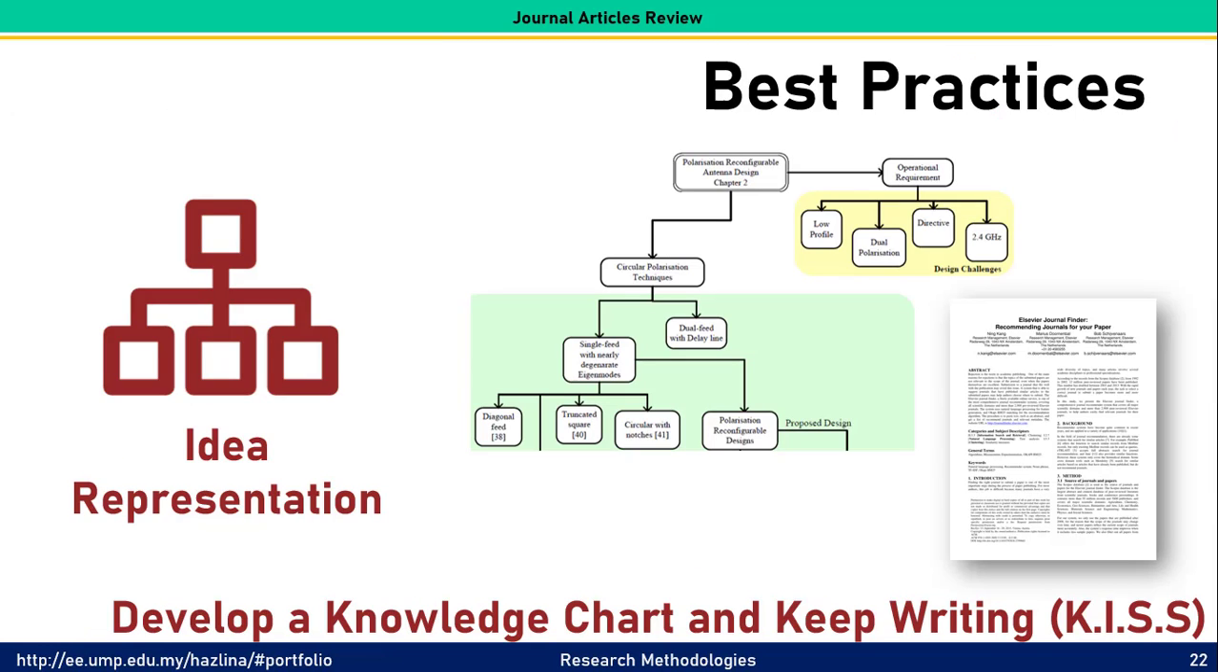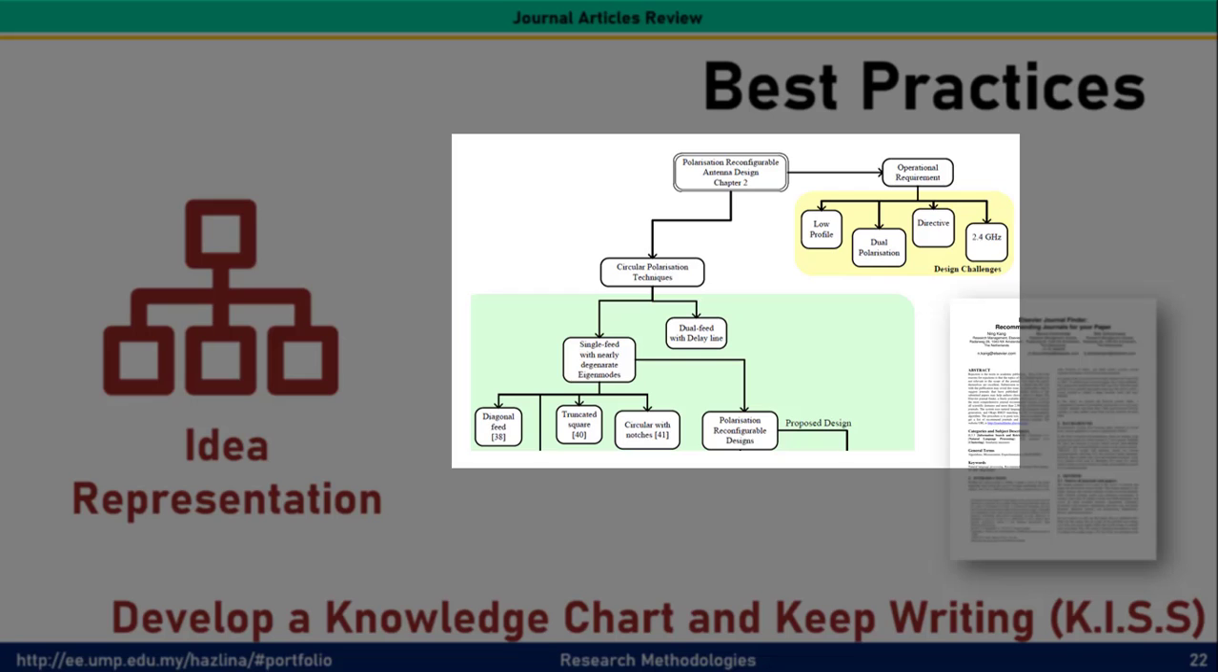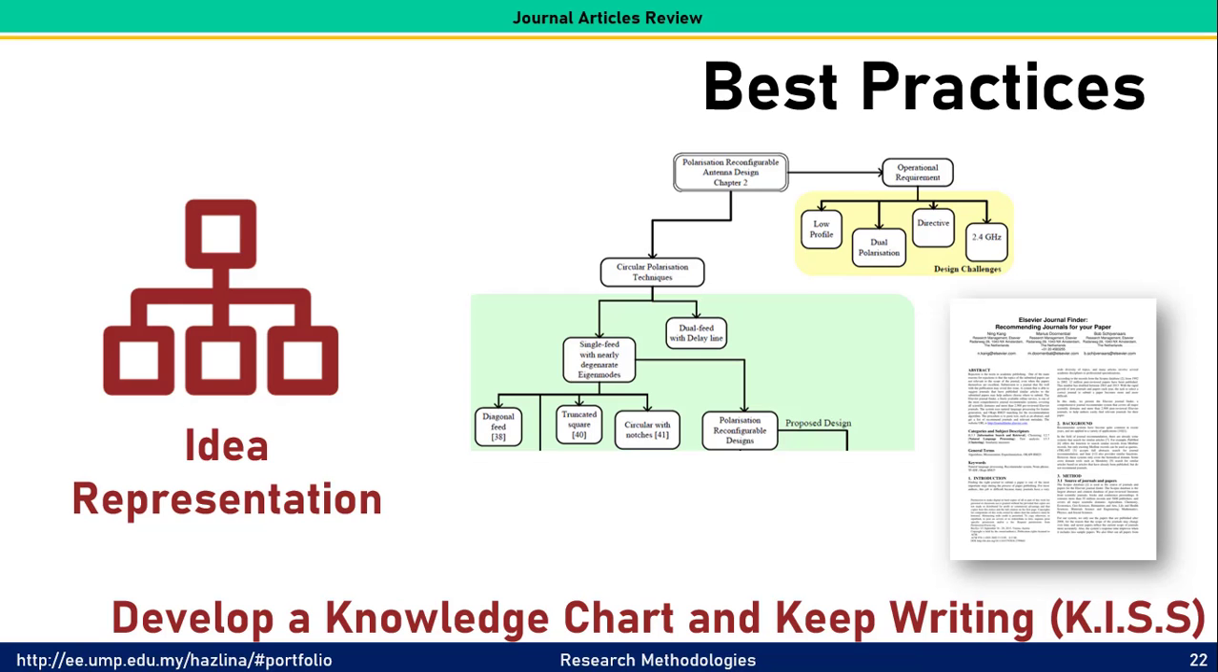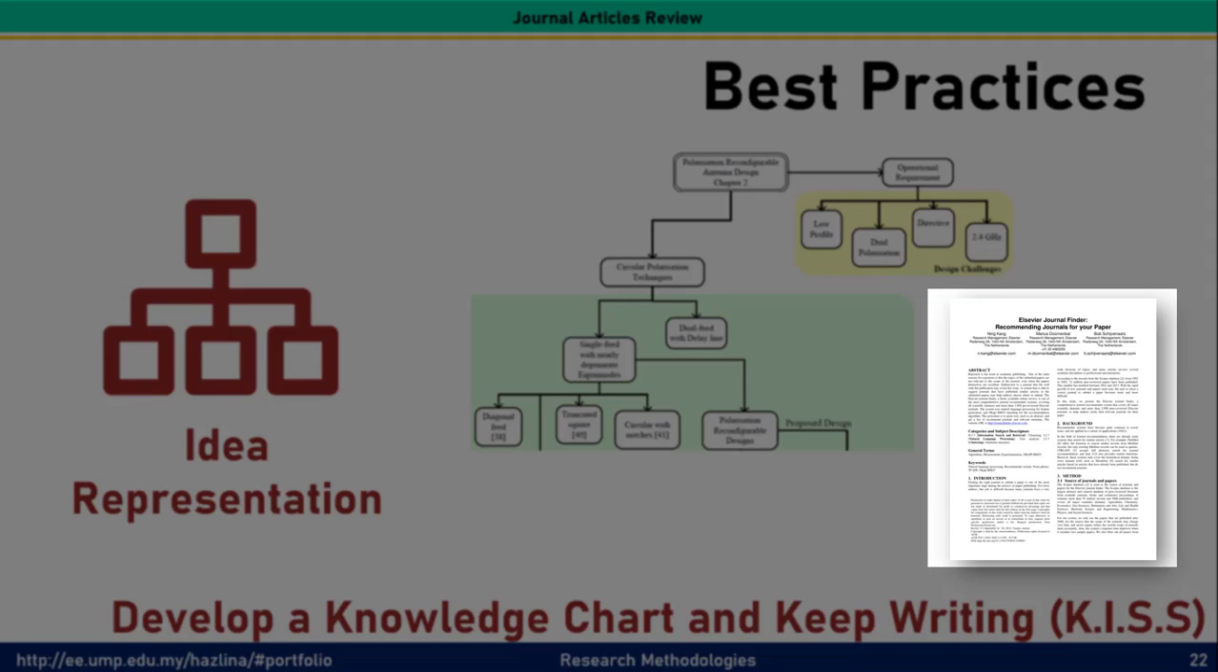Finally is best practice in idea representation. You can develop a knowledge chart, for example, and keep practicing. Write with KISS: keep it simple and short.